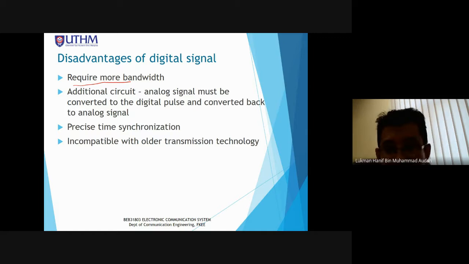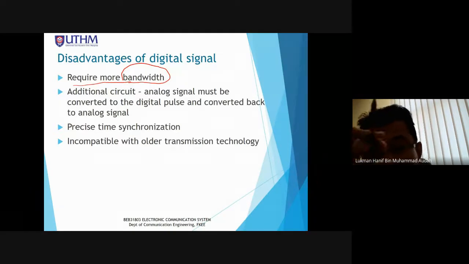Bandwidthnya lagi besar. Okay, so dia ada pro and cons. Kalau kita gunakan bandwidth yang besar, kita boleh mendapatkan kualiti signal yang lebih baik. Tetapi dari segi disadvantage-nya, mungkin dari segi cost akan menjadi lebih besar. Okey. Contohnya apa? Unify contohnya.